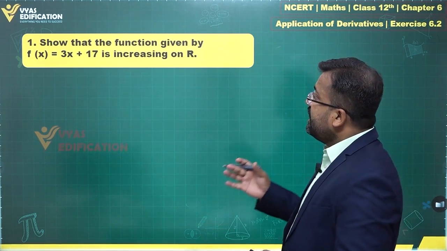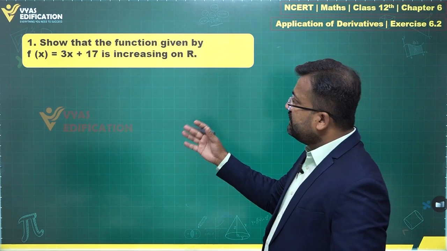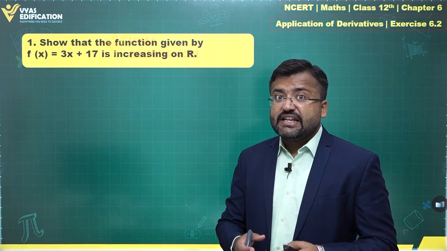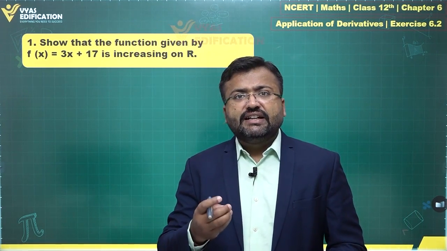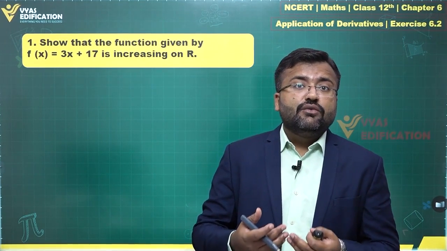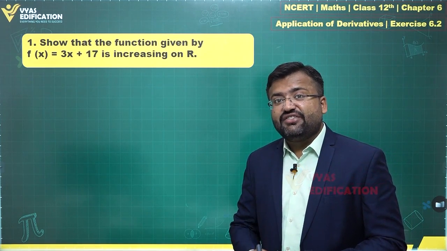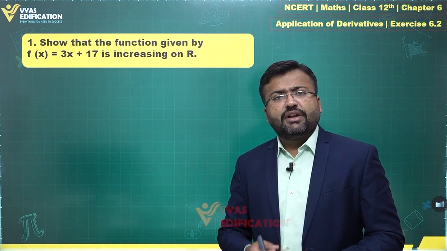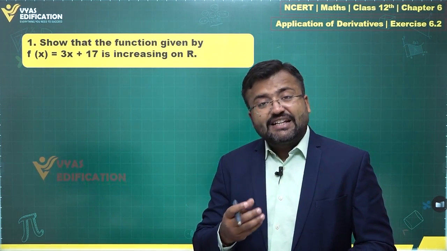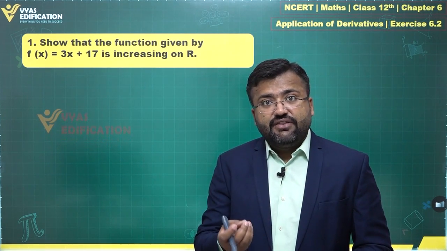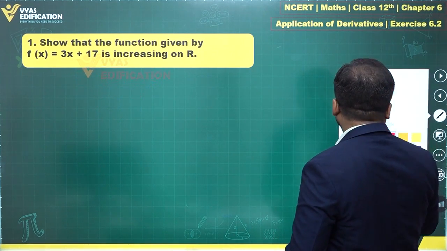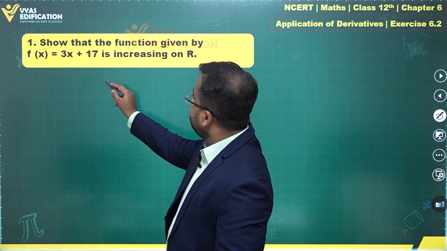The first question says, show that the function given by f(x) = 3x + 17 is increasing on R. Now, if a function has to be proved increasing on R, we'll have to prove that it is increasing in any interval throughout R, or for that matter, you can simply use the derivative test. Yes, derivative test is pretty simple. What you do is you find the derivative of function f(x) and check the sign of that derivative in the given interval. The given interval here is R, right? So we'll begin with that idea, and let's see.